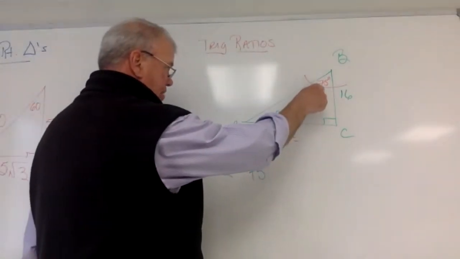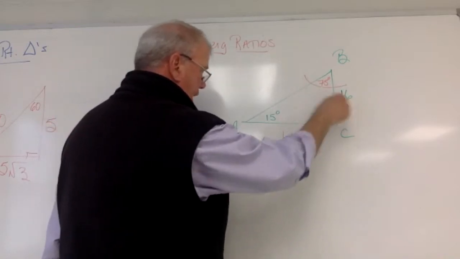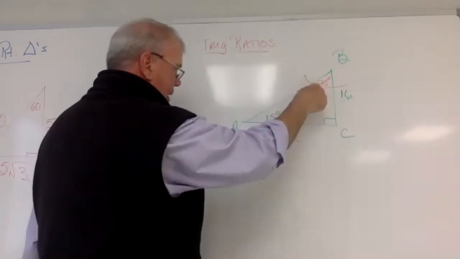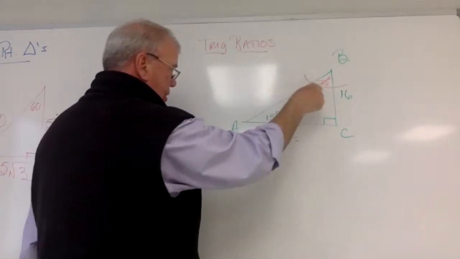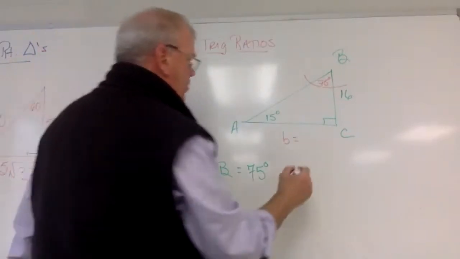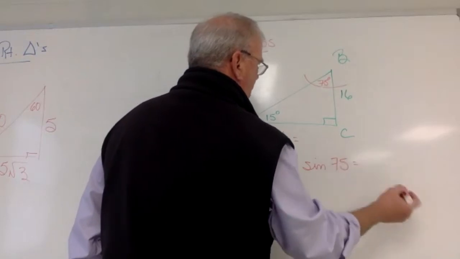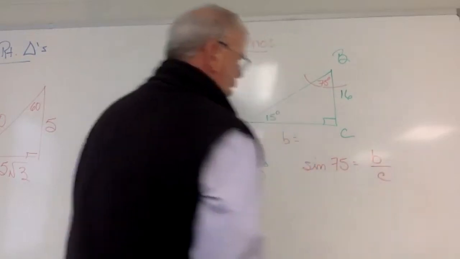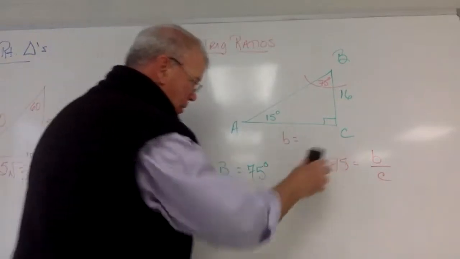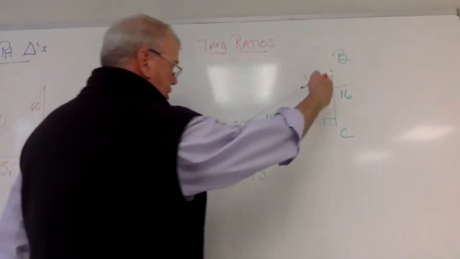If I use 75, I'm going to go opposite over adjacent. I can't use the sine. How come I can't do the sine? Because I have two unknowns. If I did the sine of 75, it would be B over C, and I don't know either one, so I'd have to use algebra. I want only one unknown.